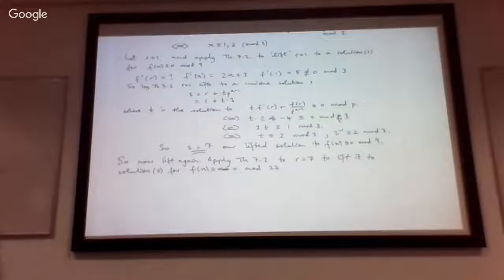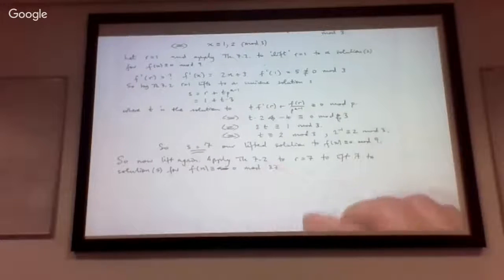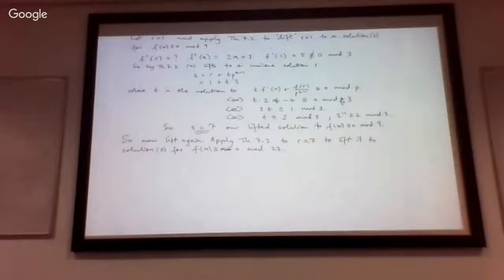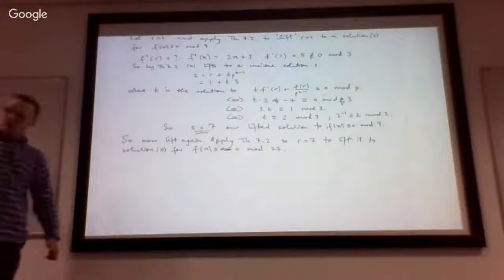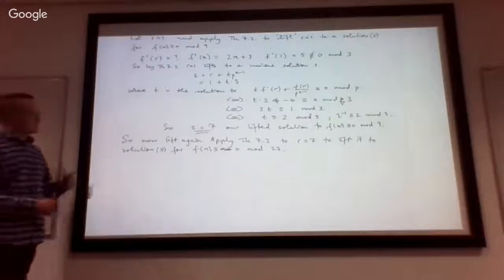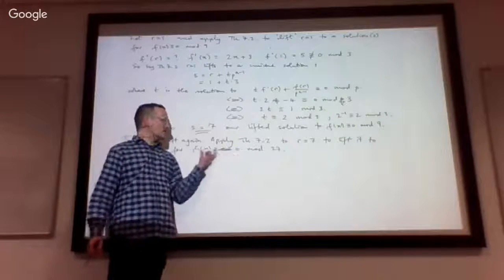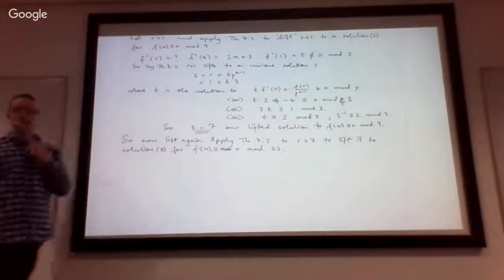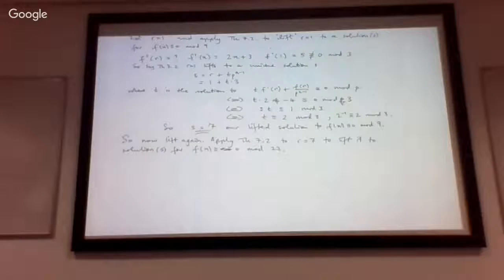Apply theorem 7.2 to this solution. R, I just call it R again, because that's what it's called in the theorem. Solution R equals 7, to lift our solution and try and find a solution to the polynomial congruent to 0 modulo 27.